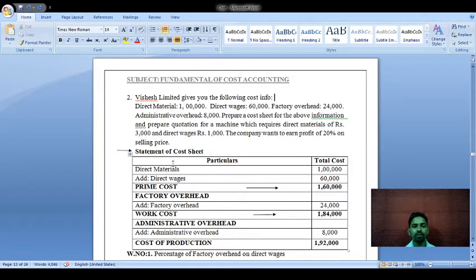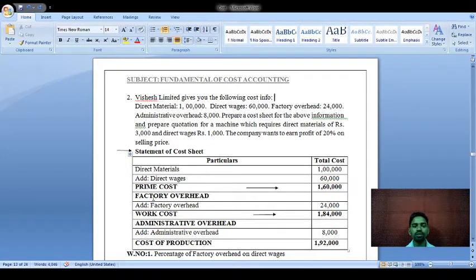Now how to prepare the cost sheet? This is the format, with a particular column and a total cost column. First of all we take the direct material, rupees 1 lakh. Next, add direct wages 60,000. Adding 1 lakh plus 60,000, the total is 1 lakh 60,000. This 1 lakh 60,000 is nothing but the prime cost.